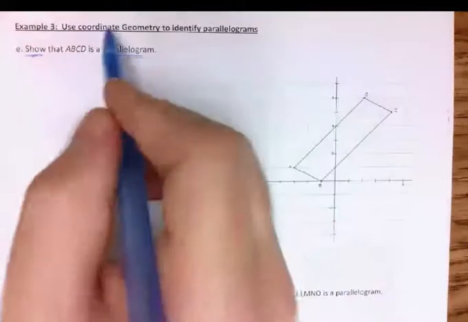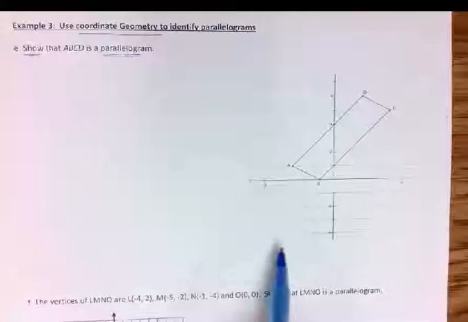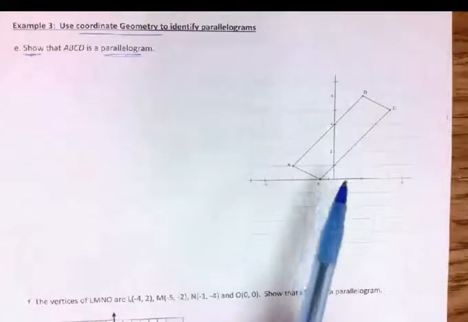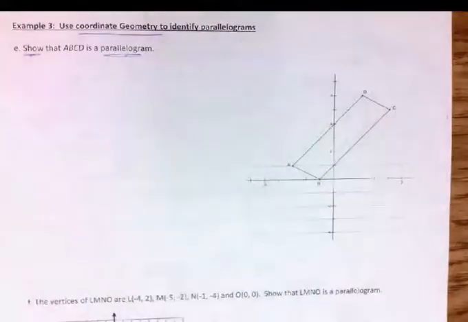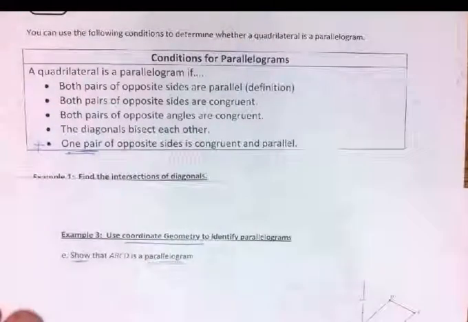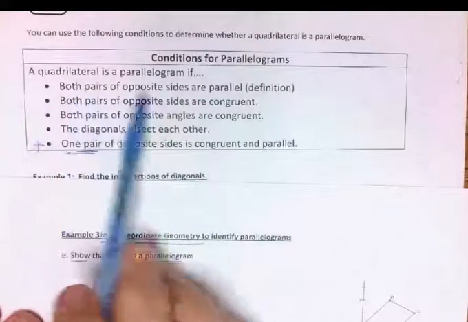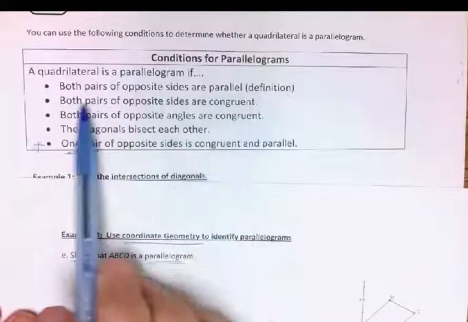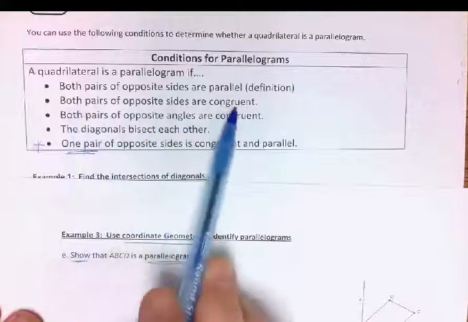So all you have to do is use some kind of coordinate geometry, right? We're going to do a coordinate proof here to justify why this is a parallelogram. And you've got lots of options. Remember, we've got all these options here. Do I want to figure out if both pairs of opposite sides are parallel? Do I want to figure out if both pairs of opposite sides are congruent?